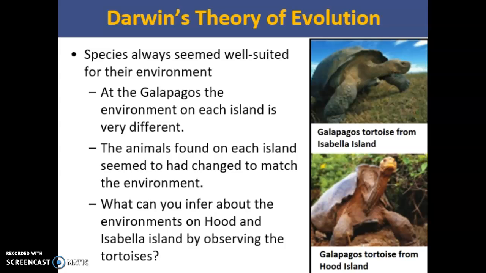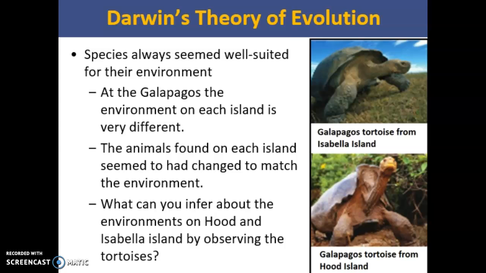For example, right, there are these large tortoises on many of the islands. And here, the tortoise on Isabella Island had this really low-lying shell right here, and this short neck. Right? This is a tortoise that's designed to eat the grass that was covering Isabella Island.